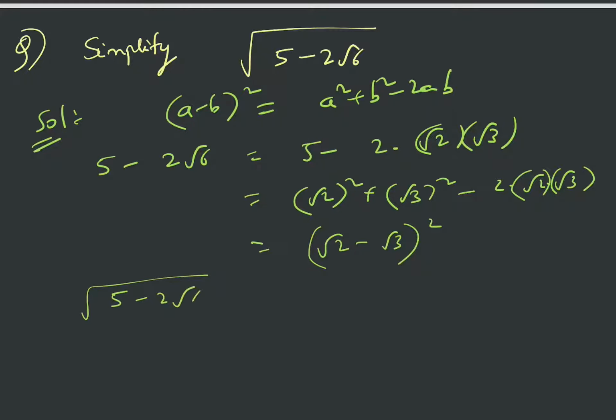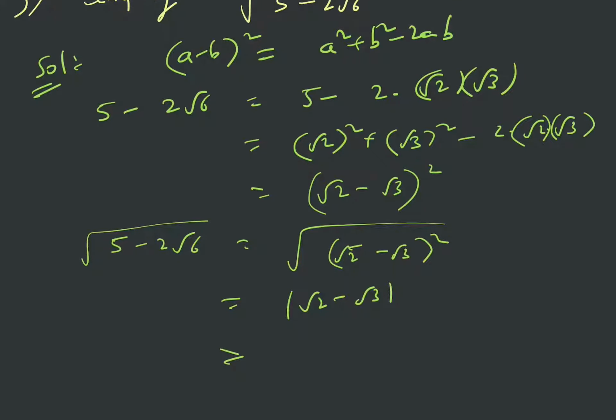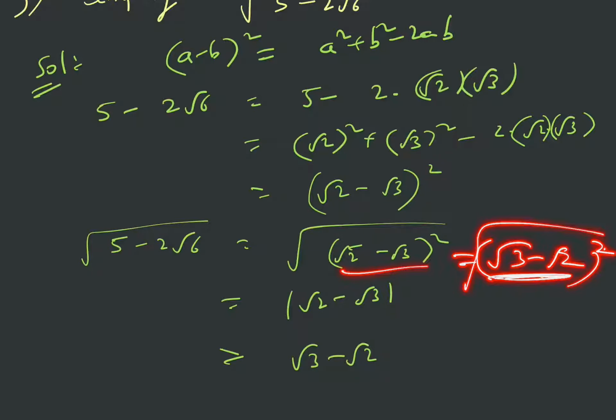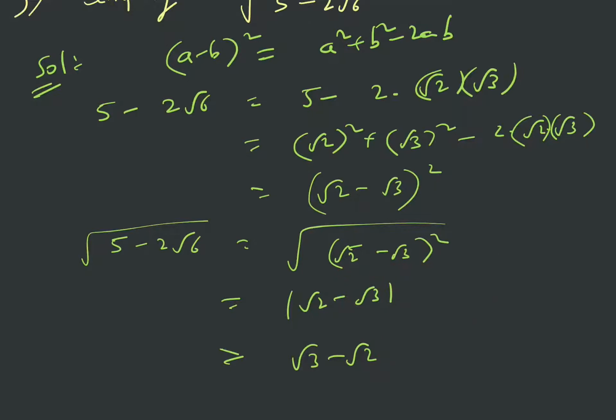So now the square root of 5 minus 2 root 6 is the square root of root 2 minus root 3 whole square. So this is mod of root 2 minus root 3. And you see root 2 minus root 3 is negative, right? So you can't write it as root 2 minus root 3, but you can write it as root 3 minus root 2, because root 3 minus root 2 is a positive number, right? So root 2 minus root 3 whole square, you can also write as root 3 minus root 2 whole square, and since root 3 minus root 2 is positive, it will open as root 3 minus root 2, not root 2 minus root 3, right?